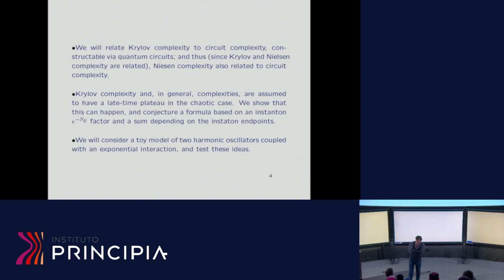So the first part of the talk will be to relate this algorithmic Krylov complexity to the circuit complexity, which means really something that you can construct using quantum circuits. But then we'll also show, since other people showed that the Krylov and Nielsen complexities are related, therefore, Nielsen complexity can also be related to circuit complexity and have basically a single notion, even though different ways of calculating it are available.